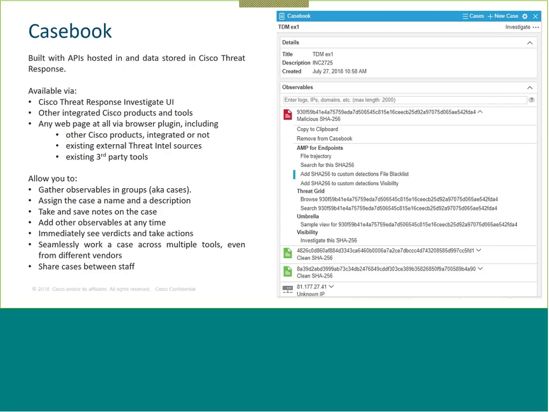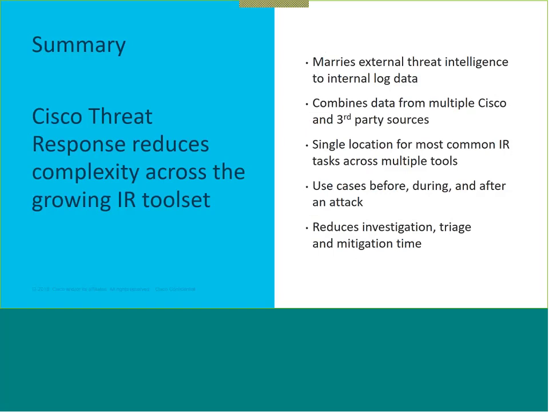So in short, this is what Threat Response does. It reduces complexity across the growing incident response toolset. That is one of the main key point messages behind Cisco Threat Response and all of our conversations about it. We do this by marrying external threat intelligence to our internal log data, combining data from multiple Cisco and third-party sources. It's a single location for the most common IR tasks across multiple tools.